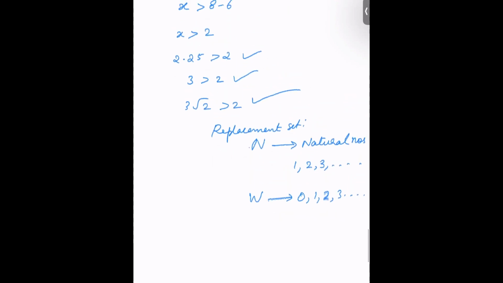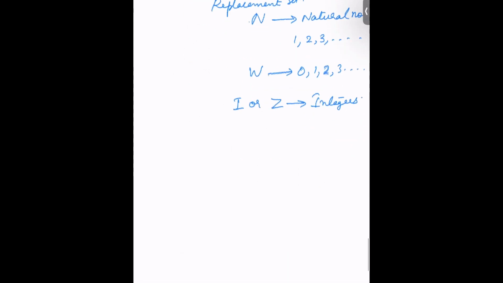Now, if I write I or Z, what does that mean? Integers. So that means integers. Integers means it can be negative numbers or positive numbers, like -2, -3, 0, 1, 2, 3, like that. Okay, so these are integers.